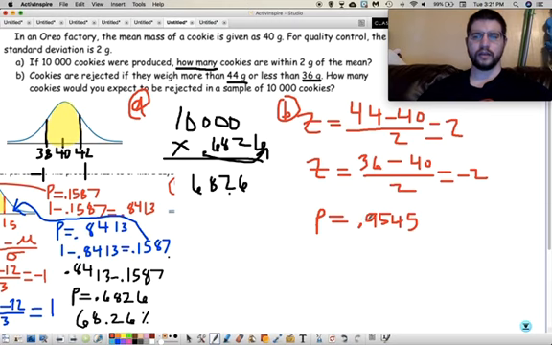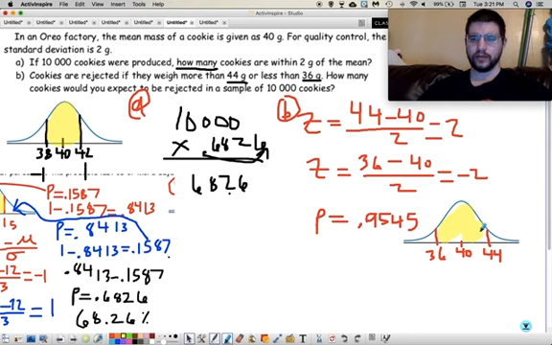So this would be between, I didn't draw my chart, did I? Let me copy that. So here's a 40. And what we just found was the probability of being between 36 and 44. So we found this probability. But it asks how many cookies would you expect to be rejected. So we actually need this probability.